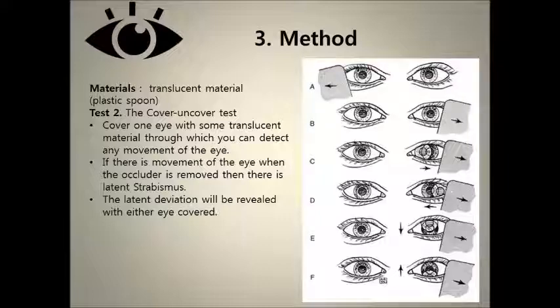Cover one eye with some translucent material, through which you can detect any movement of the eye. If there's movement in the eye when the occluder moves, then there is a latent strabismus. The latent deviation will be revealed with either eye covered.